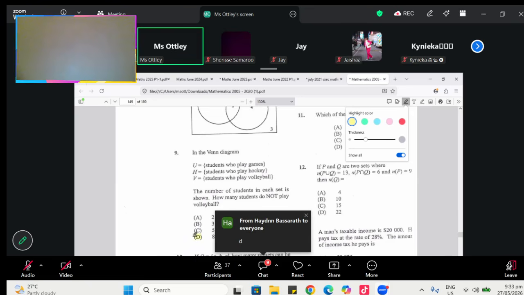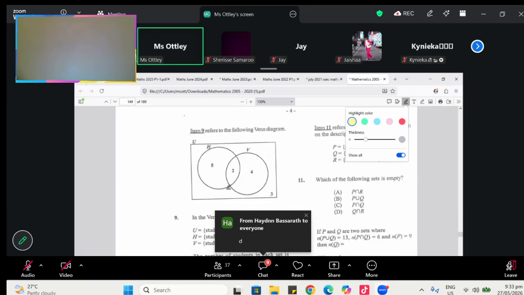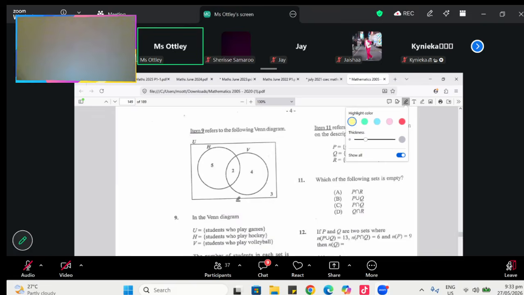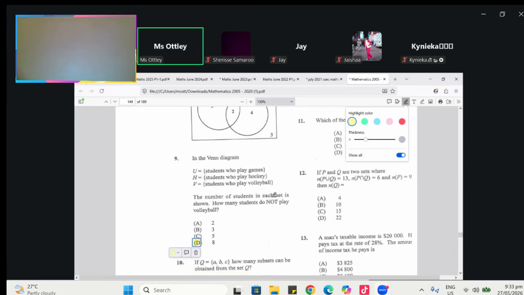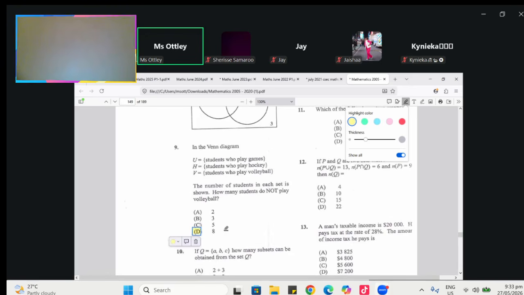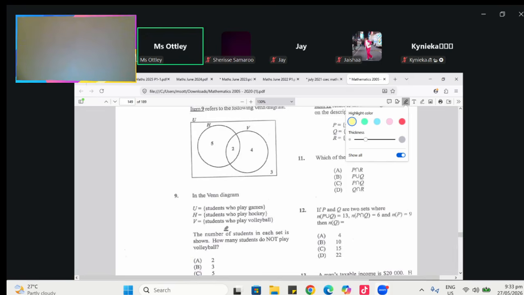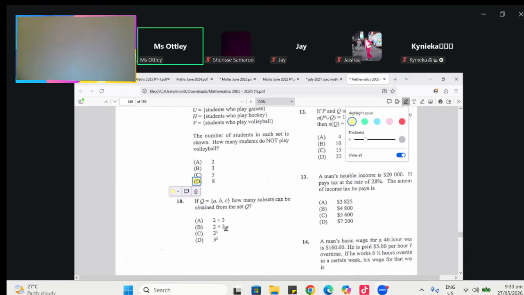Answer is 8. Let us look at the set together. In the set V, which is volleyball, we have 2 and 4. They want us to know how many students do not play volleyball, meaning that they are not in that set V. So we have 5 and we have 3, which would give us 8. Okay? Look at the Venn diagram properly. Number 10, if set Q has the elements A, B, C, how many subsets can be obtained from set Q? Remember, it is 2 to the power of the number of elements, and there are 3 elements in the set.